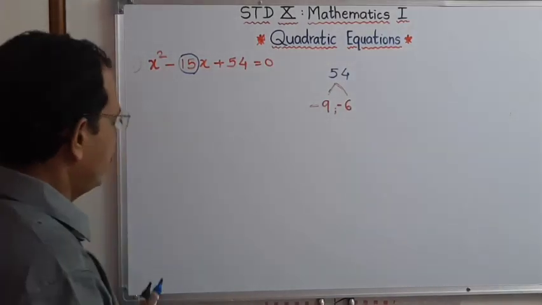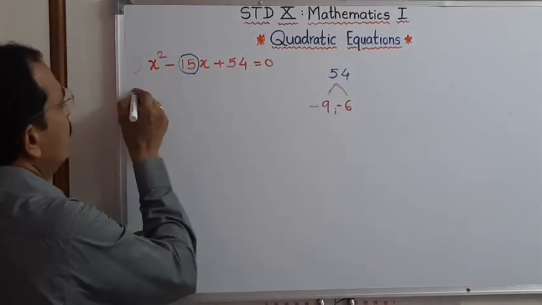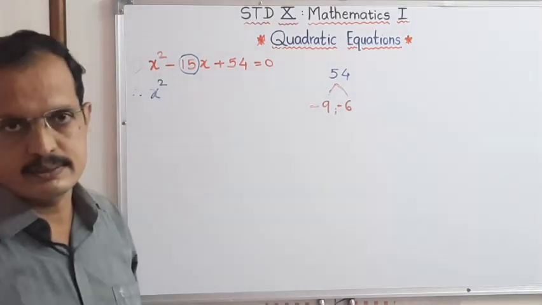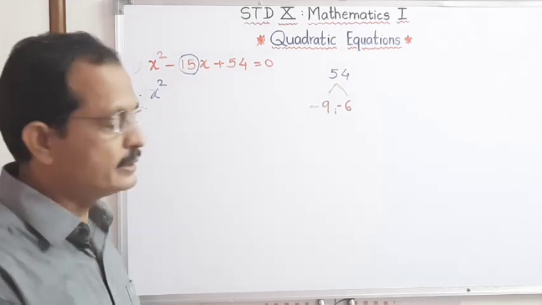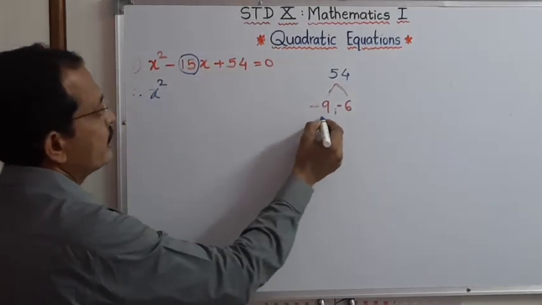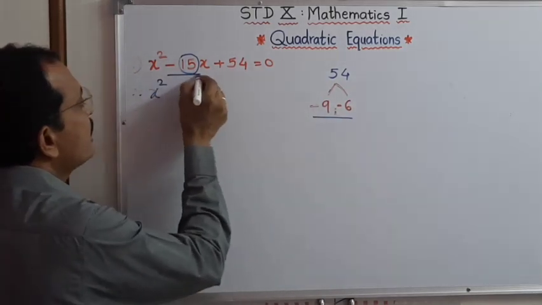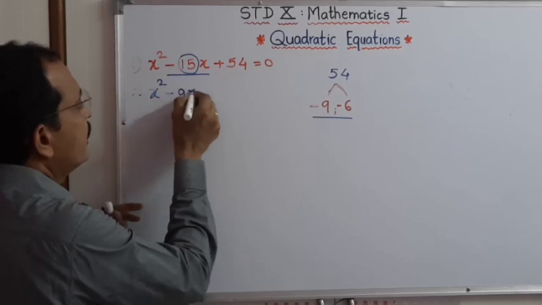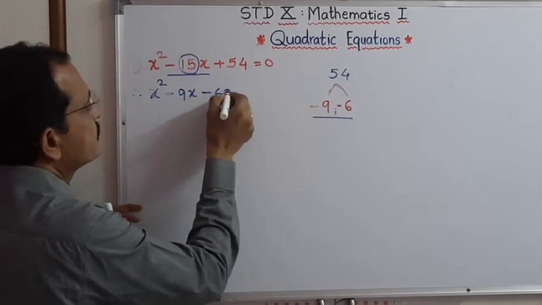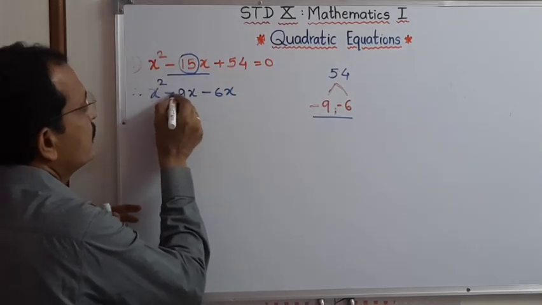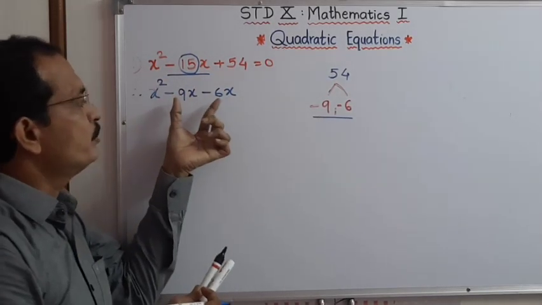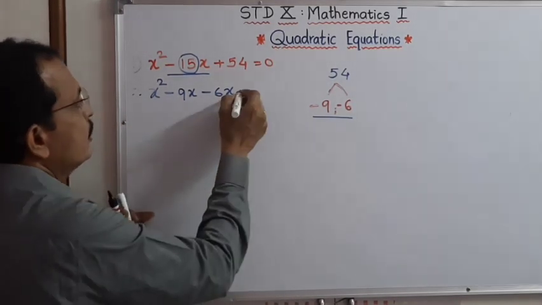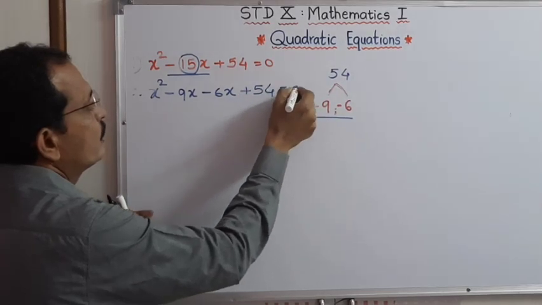Now what do we have to write here? The next step: the quadratic term we have to write as it is. Afterwards we have to write these factors. Now instead of this minus 15x, we have to write minus 9x, then minus 6x. It is the same, that means we split the middle term into two terms. One is minus 9x and another is minus 6x, plus 54 equal to 0.